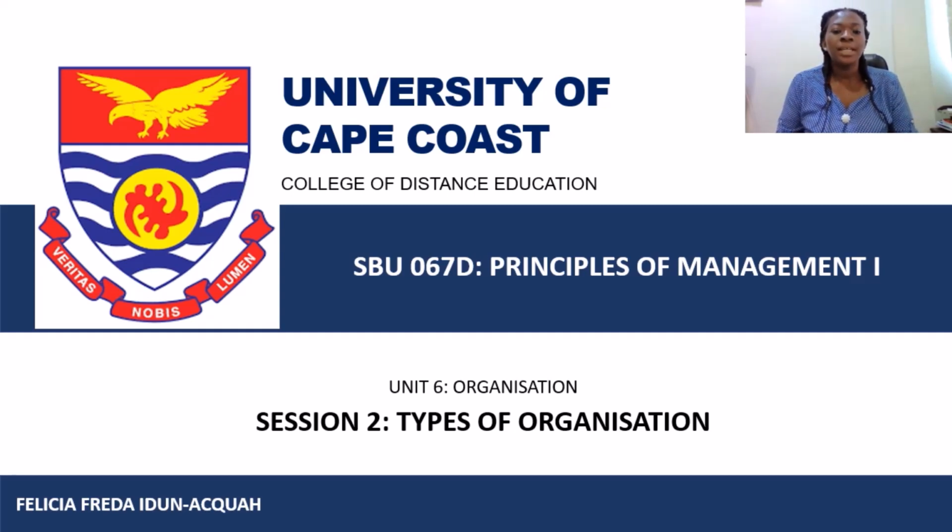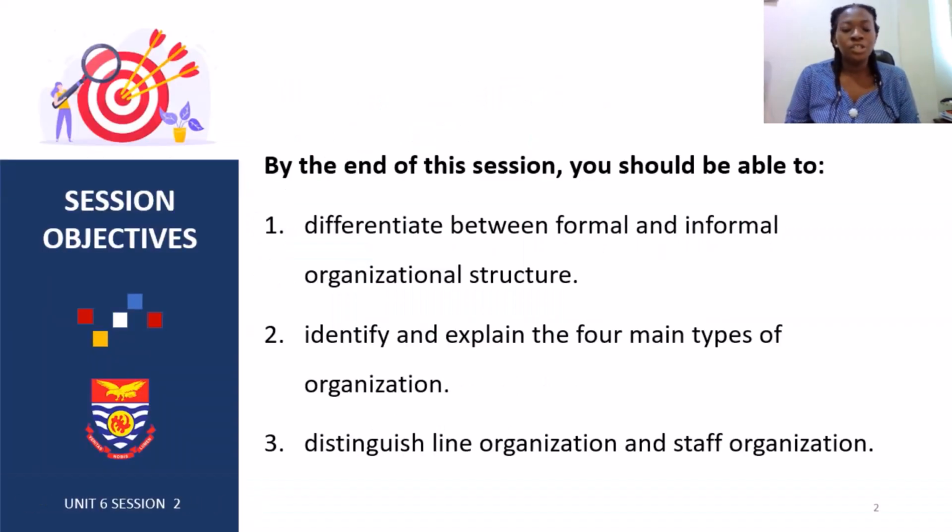We're going to be looking at Unit 6, Organization. We're going to focus our discussion on the types of organization. By the end of the session, you should be able to differentiate between the formal and informal organizational structure, and then explain four main types of organization and distinguish between the line and staff organization.